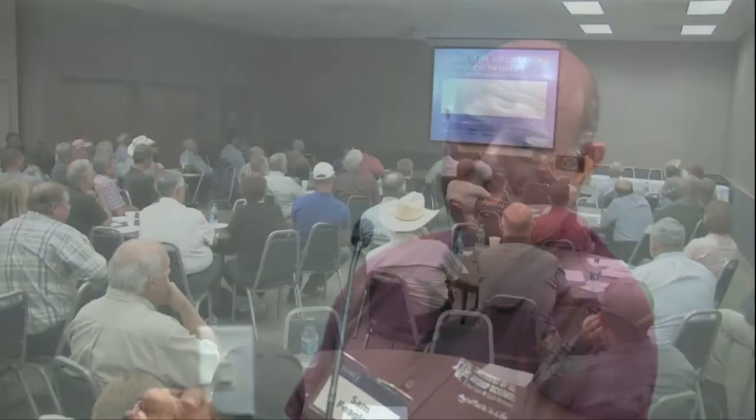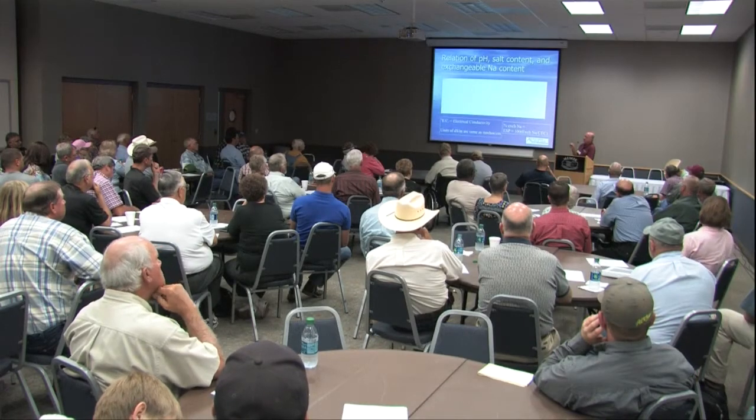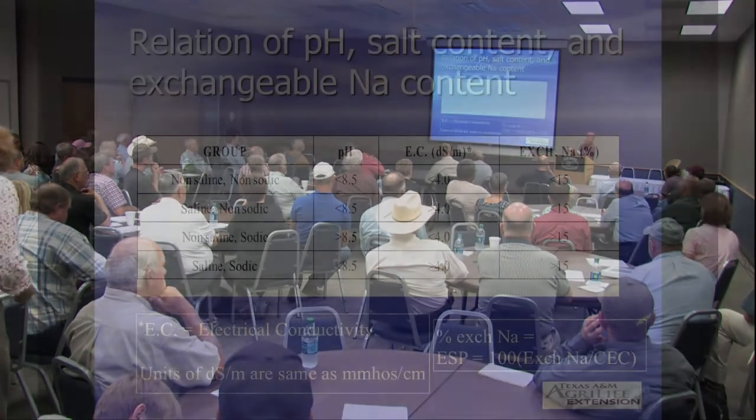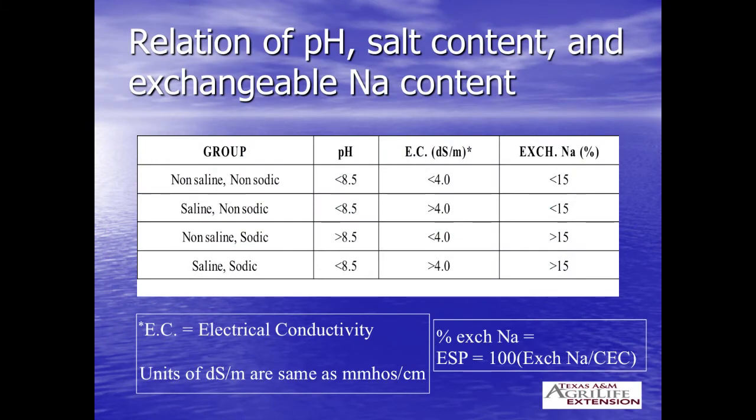When you have both saline and sodic, then you have pH less than 8.5, an electrical conductivity greater than 4, and an exchangeable sodium percentage greater than 15. So that's how we separate those into the four classifications. You've got to know which one of those you're dealing with if you allow this material to be applied to your land. Do you have just a salt problem? You can leach it and not have an issue.